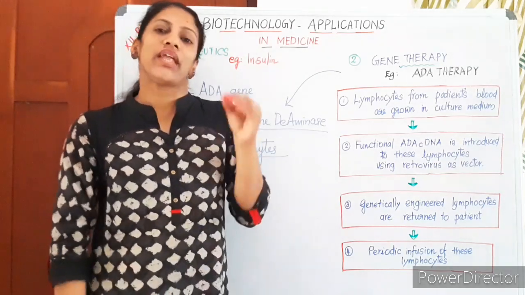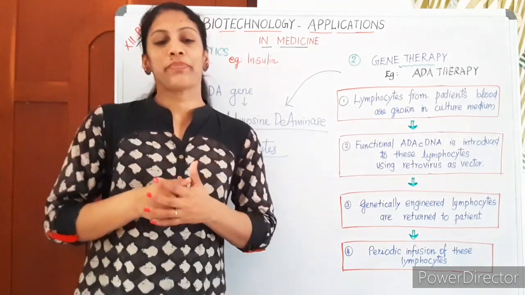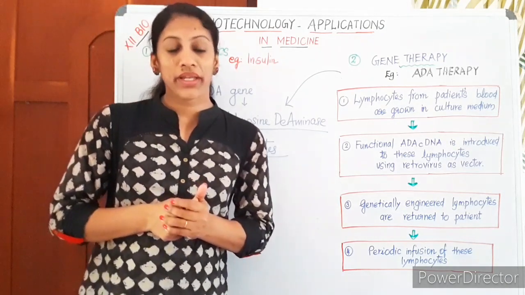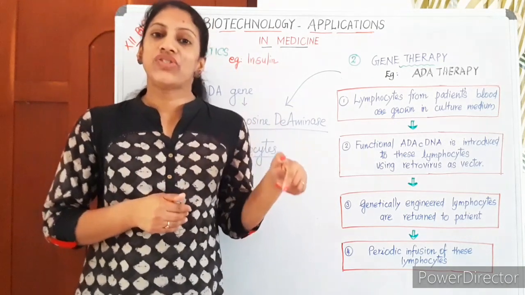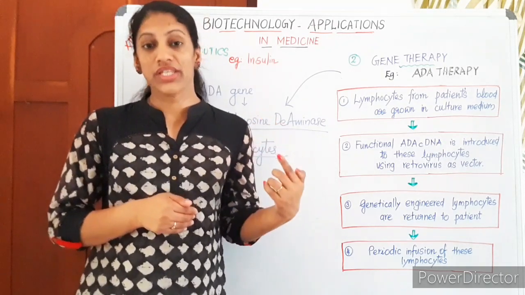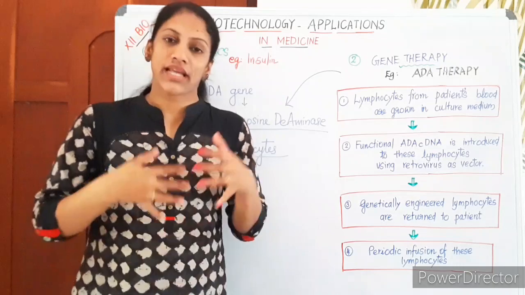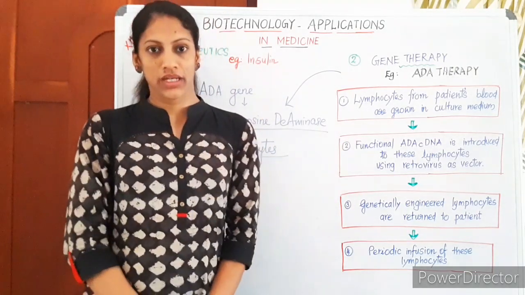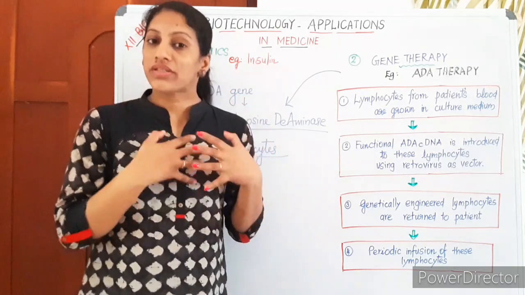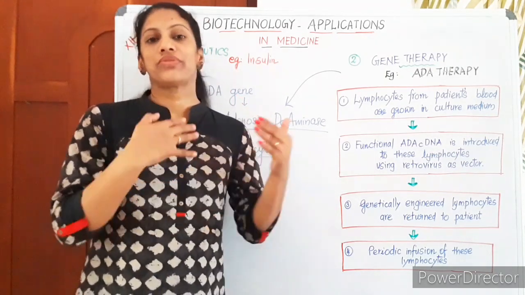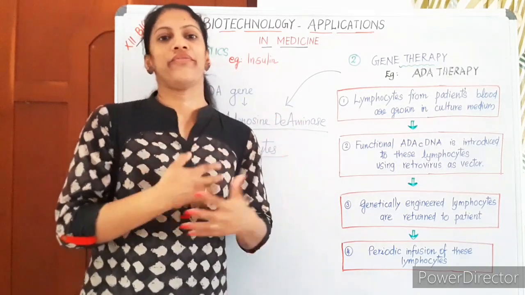If a permanent cure is needed, what can we do? It can be a permanent cure if this gene therapy is done in the early embryonic stage in the stem cells. These embryonic stem cells form lymphocytes. If the stem cells are treated with the normal ADA gene, they will always produce normal lymphocytes.